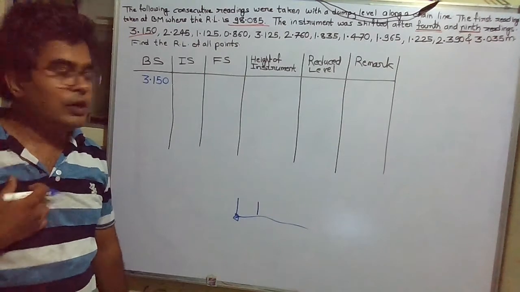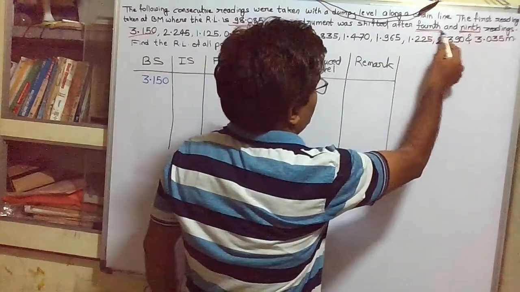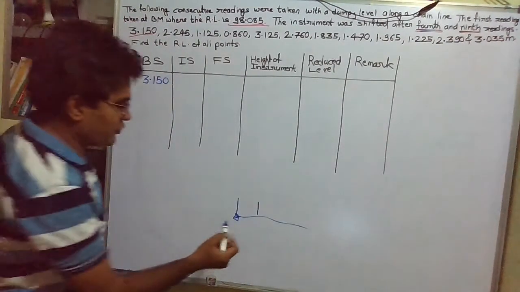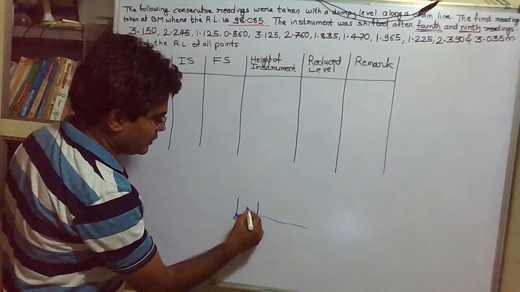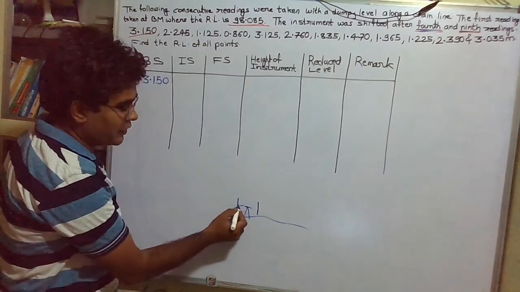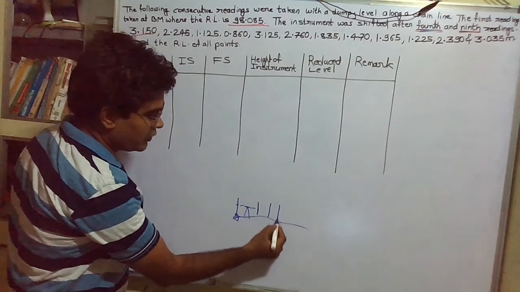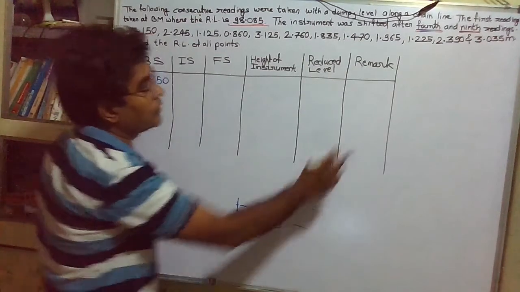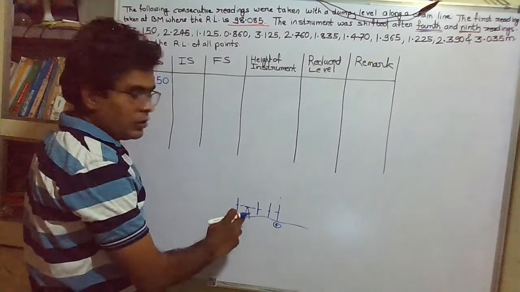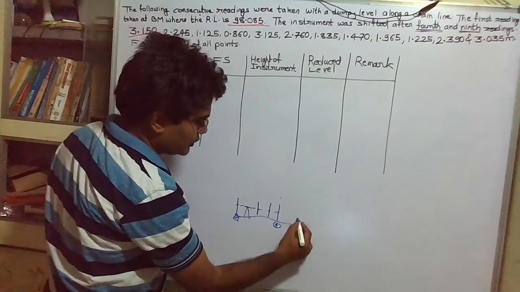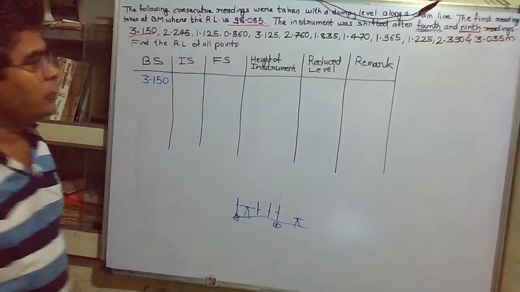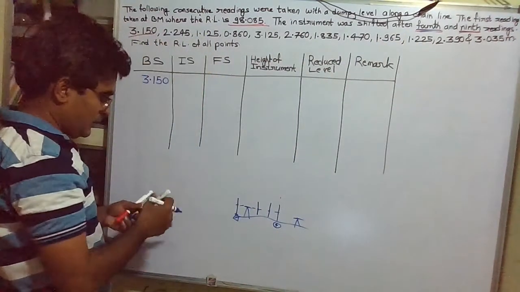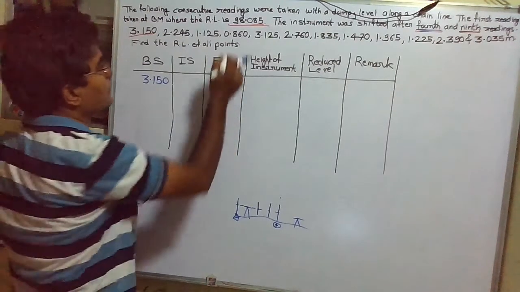Okay, so here instrument is shifted after fourth reading. Suppose there is the instrument. With that, this is the first reading, this is second reading, then third reading and fourth reading. After this fourth reading, the instrument is shifted. So the instrument is kept at some new location. So here foresight will be the fourth reading: this is the first reading, second reading, third reading, and this is the fourth reading.